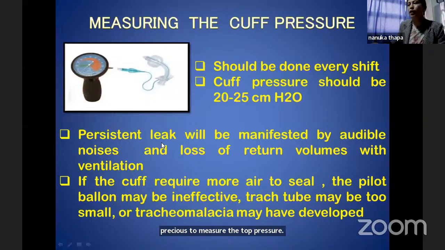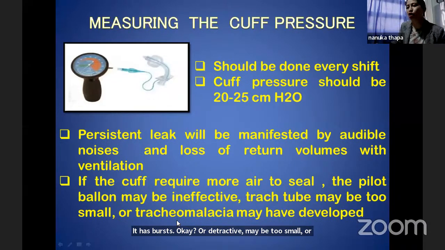If there is a persistent leak, it will be manifested by audible noises and lead to loss of return volume with the ventilation. If the cuff pressure requires more air to seal, the pilot valve may be ineffective or it has burst, or the tracheal tube may be too small, or maybe the patient has developed tracheomalacia.